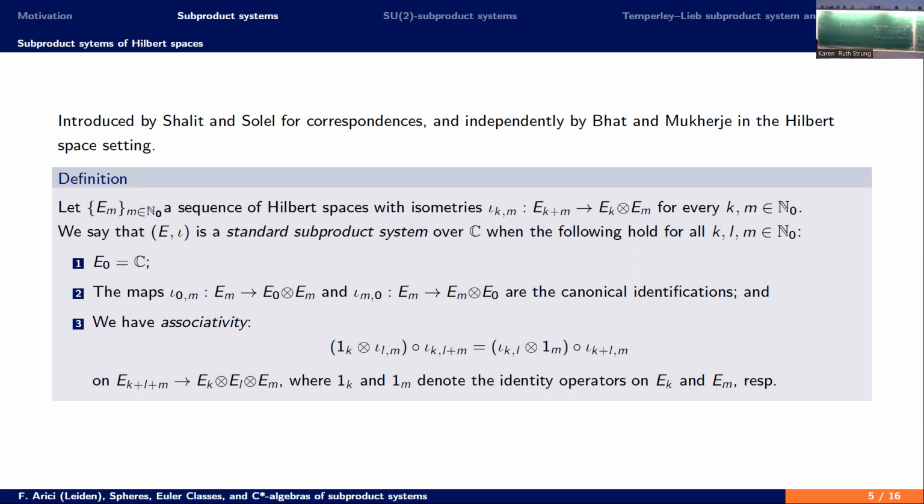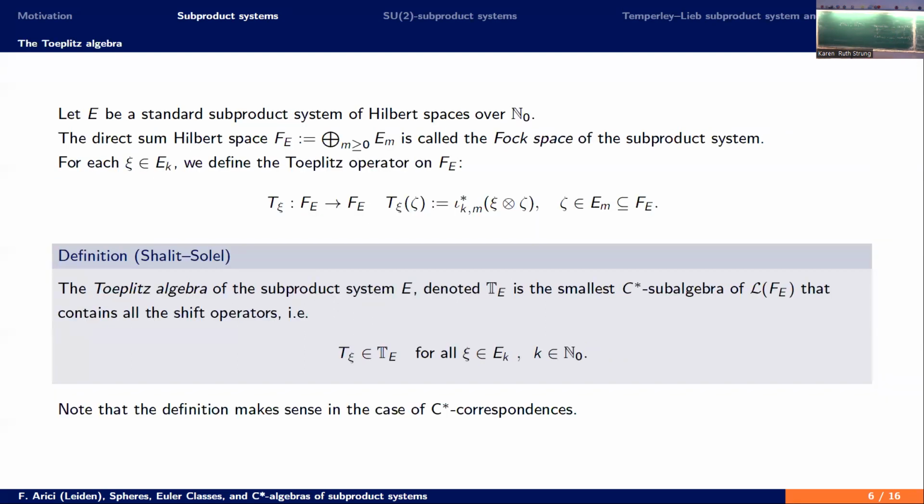Okay. Now, we have a collection of Hilbert spaces, and the ones with label k plus m sit inside the tensor products of the ones with the corresponding labels. Shalit and Solel did many things in that paper, but they also show how to associate some sister algebras to this, and this was later worked on by Viselter, who called it the Cuntz-Pimsner algebra of the subproduct system. So how do we construct a sister algebra from this?